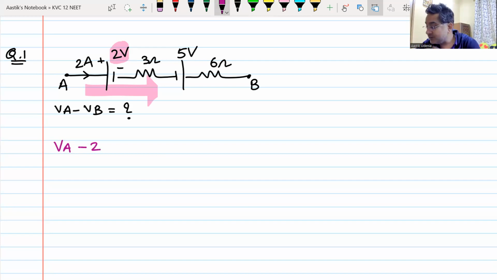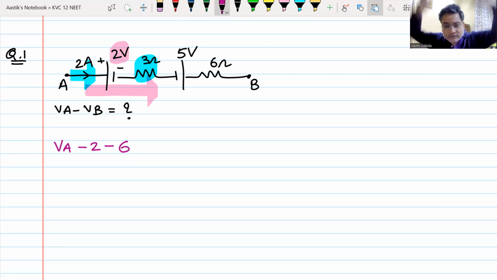Then I am moving across the resistor in the direction of current. So will it be positive or negative? For the resistor, negative. How much negative? Minus 3. Take a deep breath and then give me the answer. Minus 6. Yes, you have to always take a deep breath.